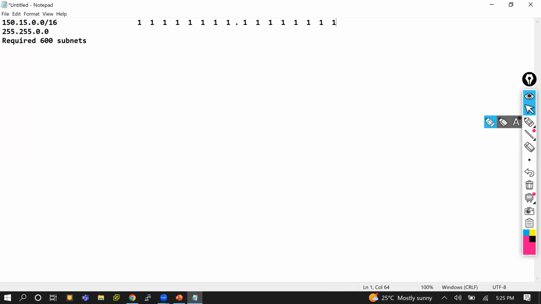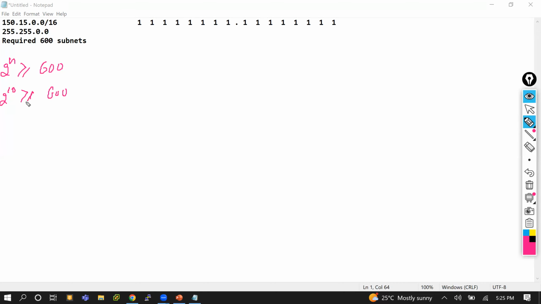Okay, 16 bits I have taken here. Now tell me the n value will be 10. 2 to the power of n is greater than or equal to the required subnets, right? My required subnets is 600 here. N is 10, so 2 to the power of 10 is greater than or equal to 600. Now 2 to the power of 10 is how much? More than 600.